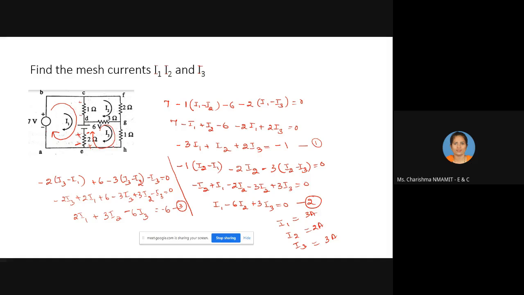So when you are assuming this orientation for I3, through this 2 ohm it flows from higher potential to lower potential. So this end will be plus, this end will be negative. Here you are writing with respect to current I1. This polarity is with respect to current I1, which flows like this, plus to minus here, whereas I3 through this 2 ohm flows in the opposite direction.